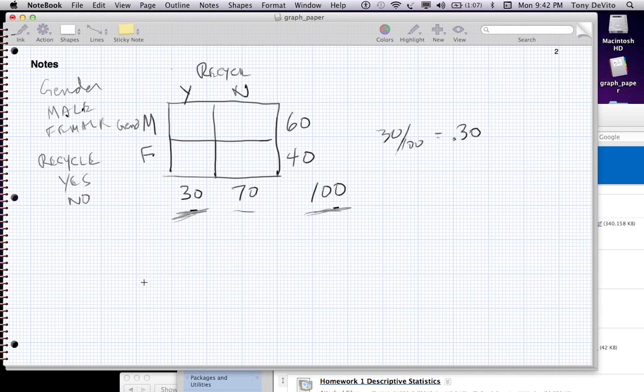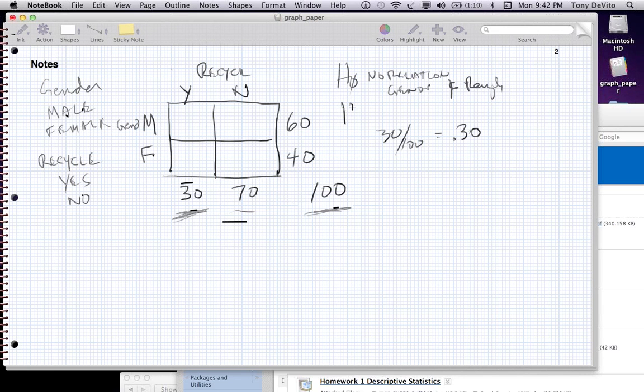Okay, so now I'm going to ask you at this point, well, if 30% of the population recycle, and this box is going to represent what I expect the outcome to be, right? My expected values. Well, what is my null hypothesis going to be? What would be a good null hypothesis? Well, a good null hypothesis might be that there's no relationship between gender and recycling.